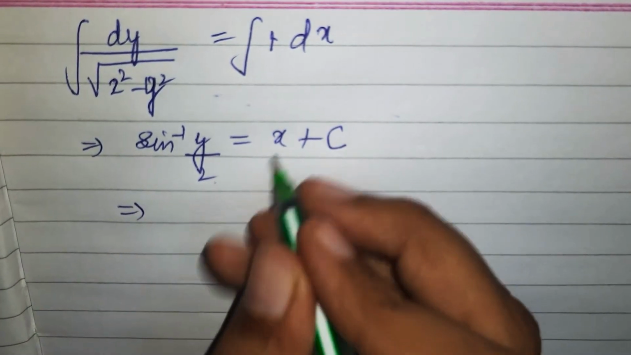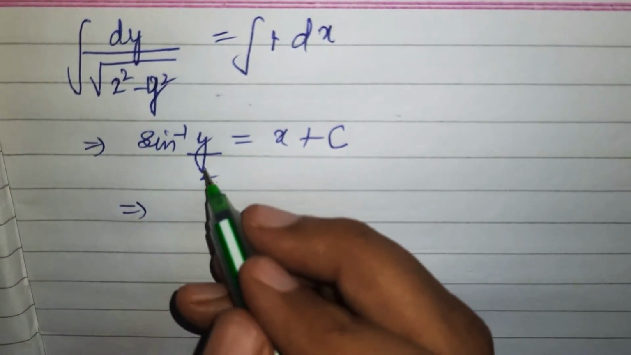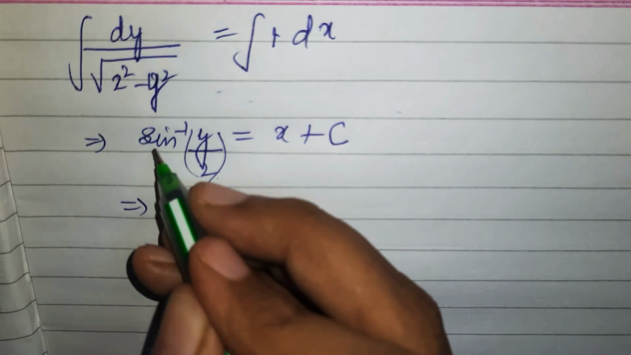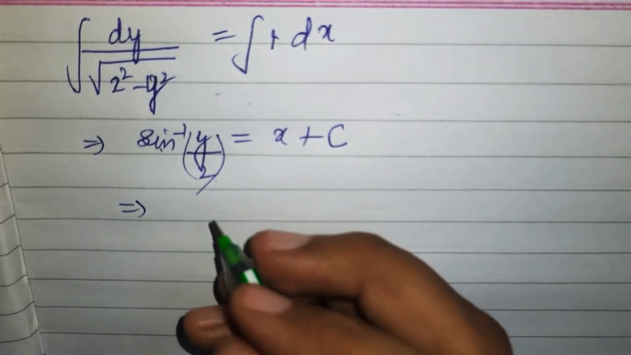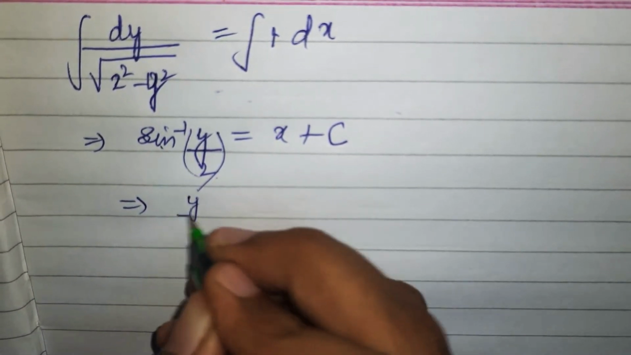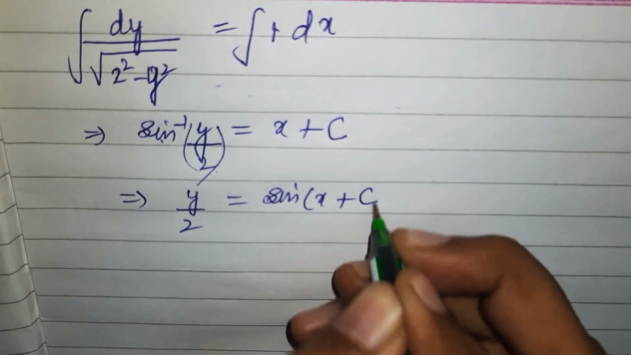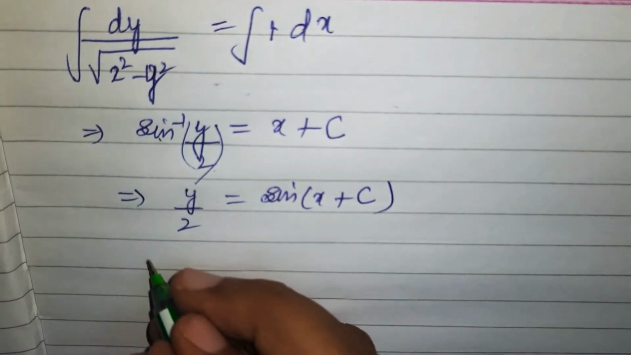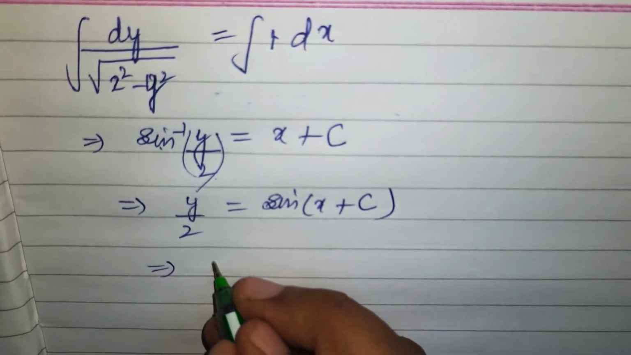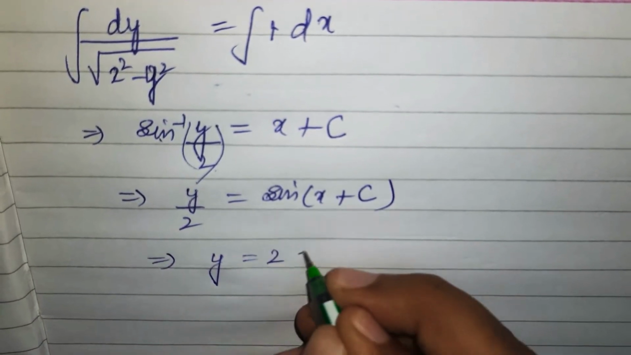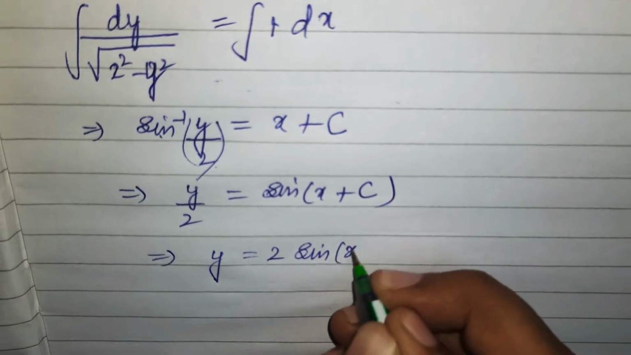If I take 2 here, of course not, we cannot take it, this is the whole angle. If I take sine inverse to the right hand side, this becomes y upon 2 equals sine of (x plus c), and I get the final answer: y equals twice of sine of (x plus c).